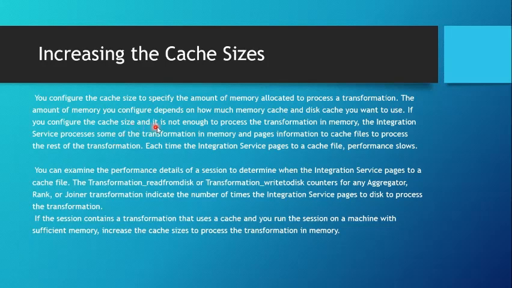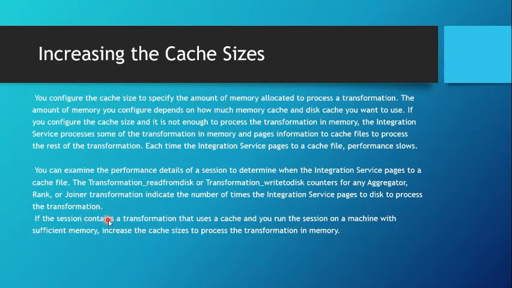If you configure the cache size and it's not enough to process the transformation in memory, the Integration Service processes some of the transformation in memory and pages the rest of the information to the cache file to process the remainder of the transformation. Each time it pages to a cache file, performance gets slow. So you can examine the performance details for a session to determine when the Integration Service pages to a cache file. The transformation_readfromdisk or transformation_writetodisk counters for any Aggregator, Rank, or Joiner transformation indicate the number of times the Integration Service pages to disk to process the transformation.